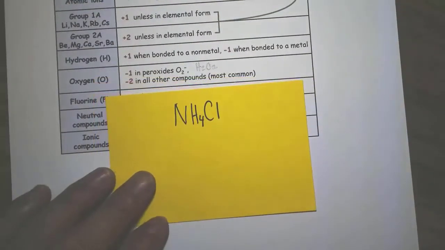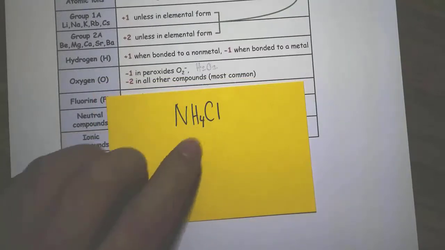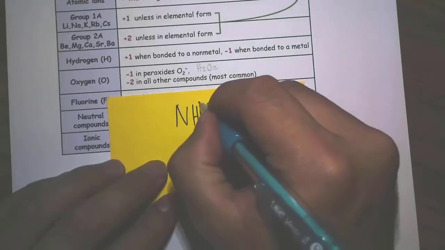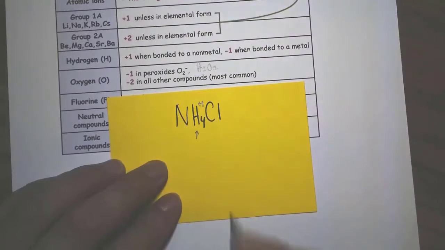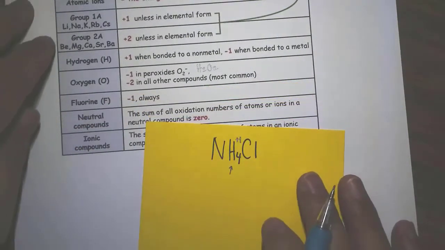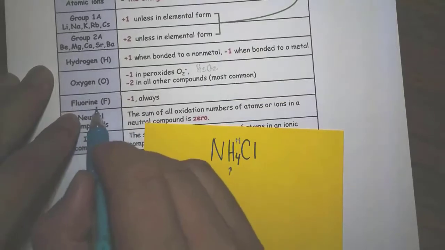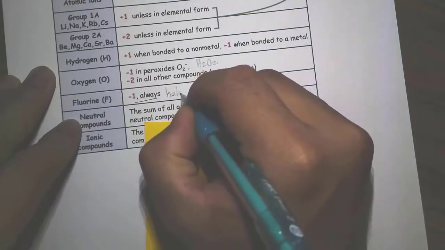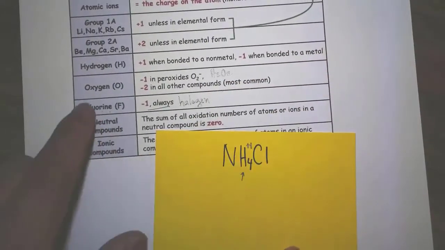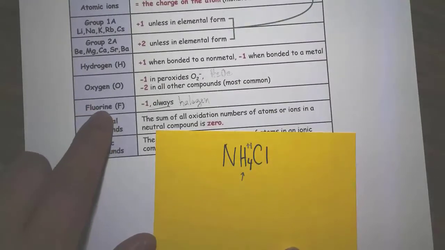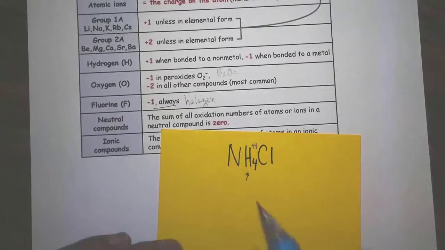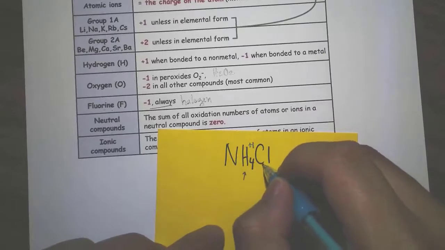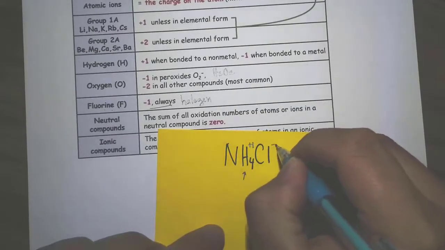Here I have a more complicated problem. I have nitrogen, hydrogen, and chlorine. So in this case, I know that hydrogen, when it's bound with a nonmetal, has a +1. So I can say that is a +1 right there. And for chlorine, we don't have a specific rule for chlorine, but here's a common one. Notice how for fluorine the rule is always -1. This also applies to the halogens as well. So chlorine is a halogen, but this rule specifically talks about fluorine. That is because fluorine always has -1, but most of the halogens, most of the time, follow this rule as well. So it turned out chlorine is a halogen, so it's -1.